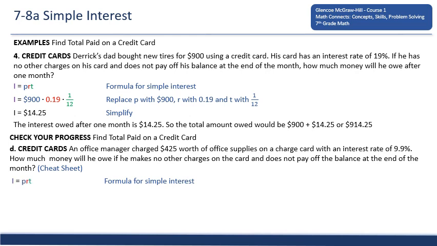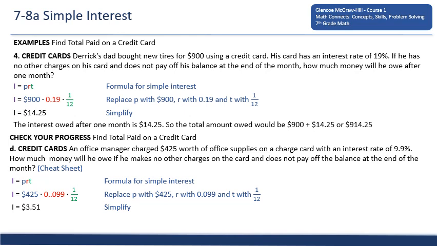The formula for simple interest: interest equals principal times rate times time. We'll replace the principal with $425, the rate with the decimal 0.099, which is the decimal of 9.9%, and time with 1/12, which is 1 month out of the year. Interest equals $425 times 0.099 times 1/12.